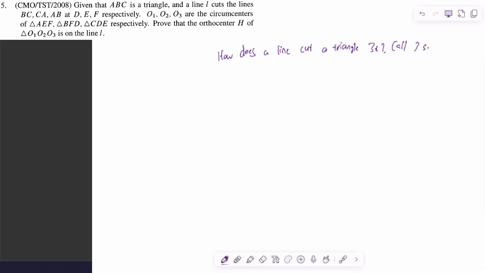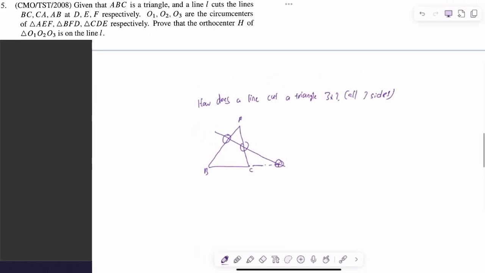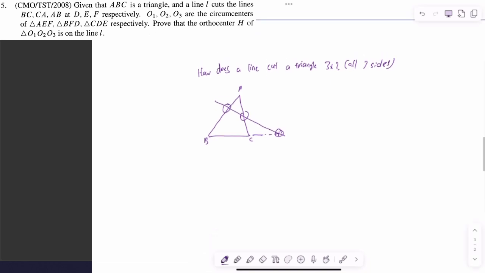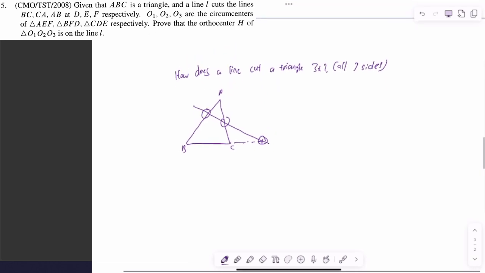Well, the answer is it doesn't really cut all 3 sides, because that would have been impossible. Let's just say you take some random triangle here, A, B, and C. This is not our actual diagram, but if you draw a line L, you realize that every time, at most, you can cut 2 sides, but then the third side is the extension of BC, for example. Then you cut here. So it's not cutting the actual side, but cutting the extension of the side. So that's the first thing out of the way.